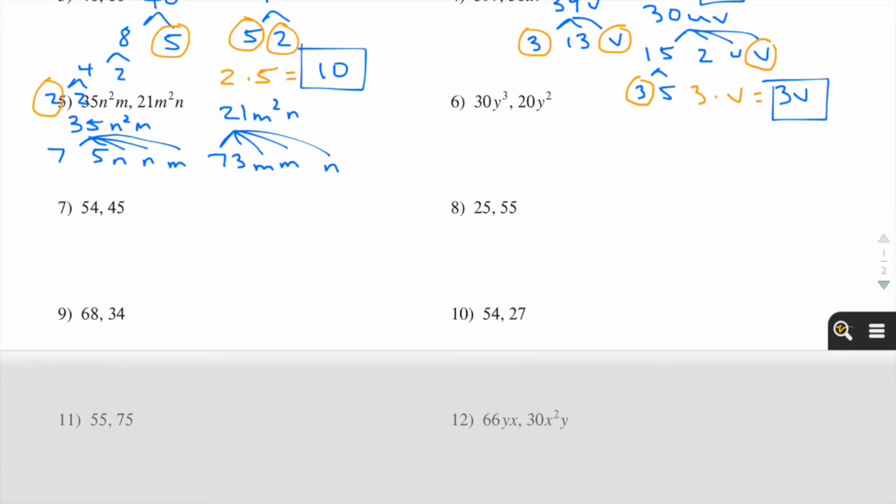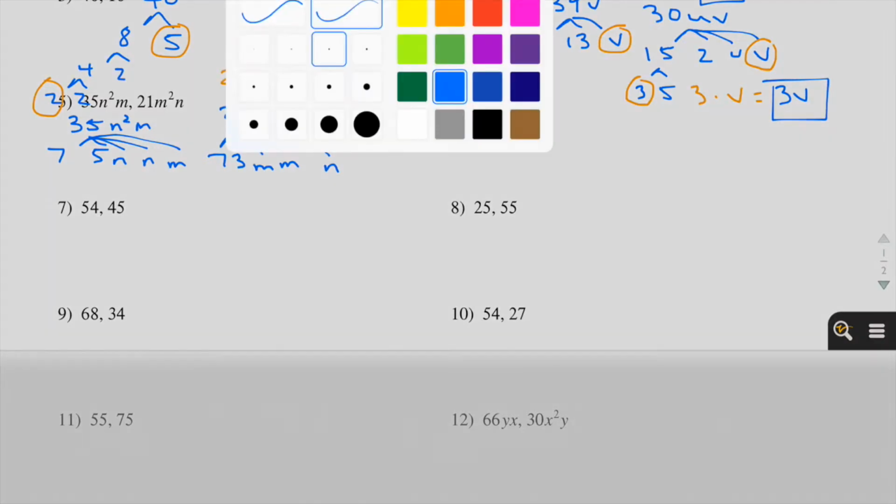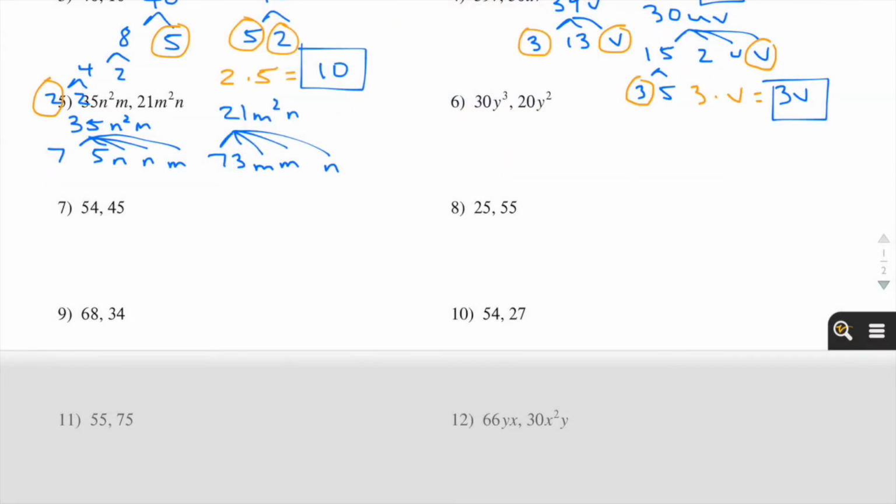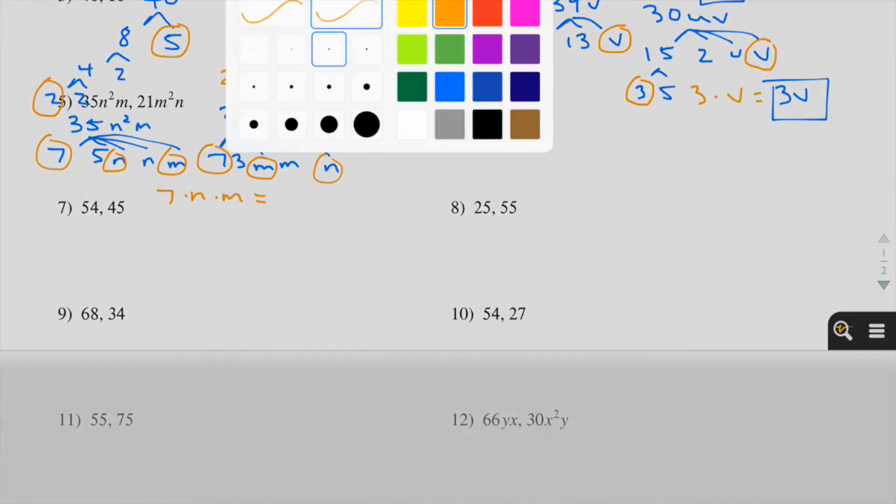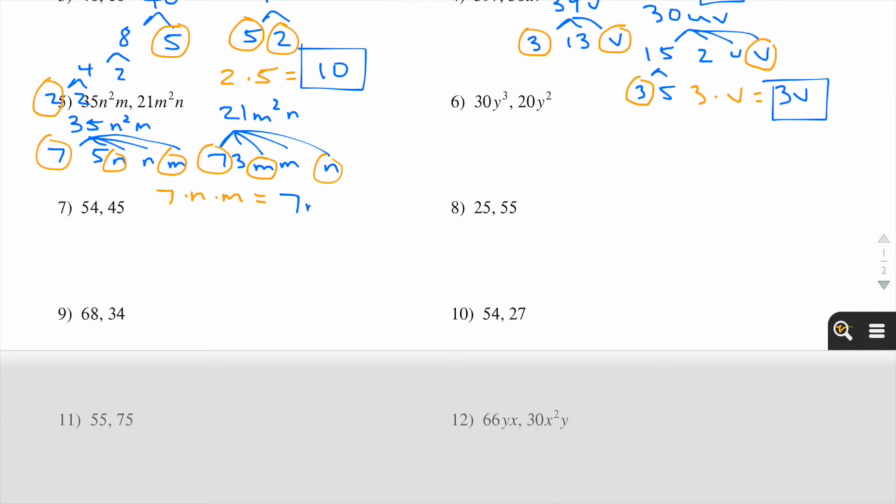Nothing's going to break down any further, so we can go ahead and circle the common numbers. So we have a 7 and a 7, those are the same. We have an n and an m and an m. And that's it. So let's go ahead and multiply these numbers. So we have 7 times n times m. We end up getting 7mn as our greatest common factor.